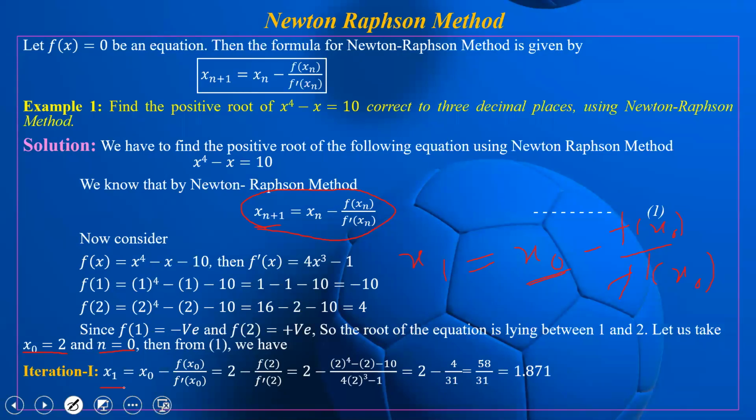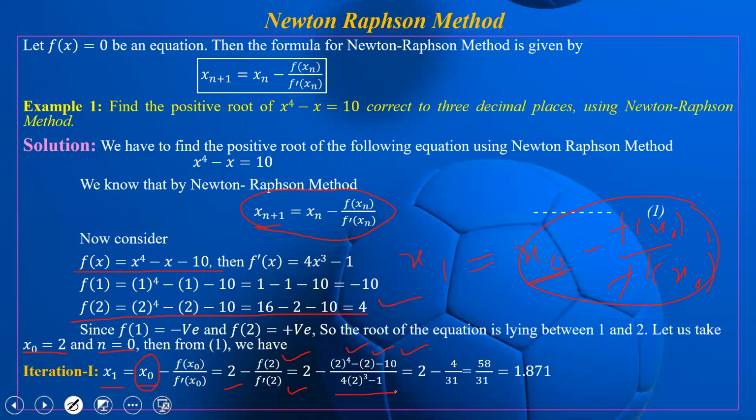Okay, so x1 is equal to x0 minus f of x0 upon f dash of x0, the formula we have already calculated. So what is the value of x0? We have taken it as 2, so we need f of 2 and f dash of 2. What is f of 2? We have already calculated it: f of 2 is equal to 4. Or we can put this value in this equation: we put x equal to 2, so 2 to the power 4 minus 2 minus 10.